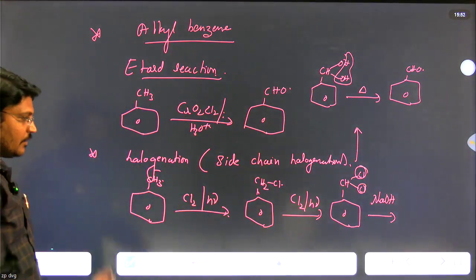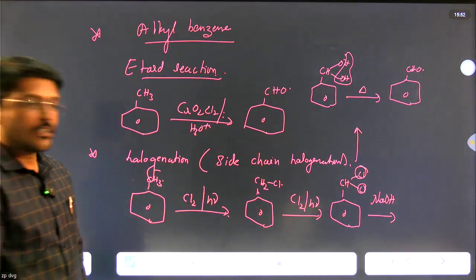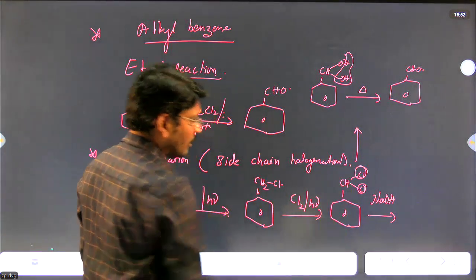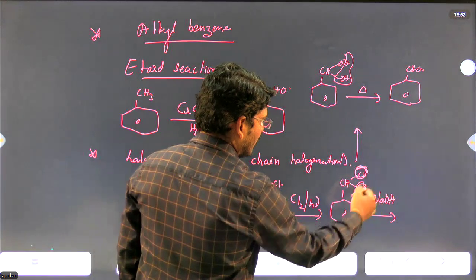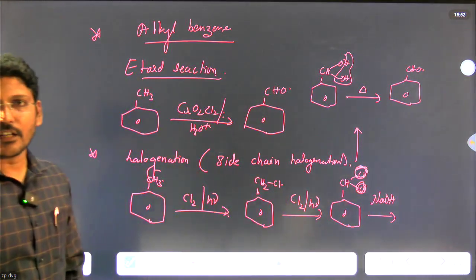This is another method: side chain substitution of a halogen, and thereafter reaction with NaOH, an excess amount of NaOH. So here removal of Cl takes place. This is another method.